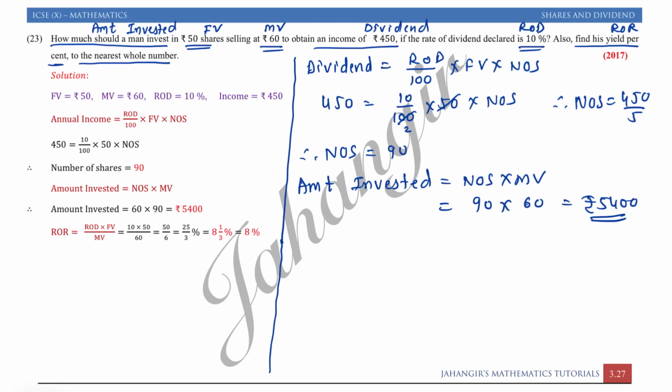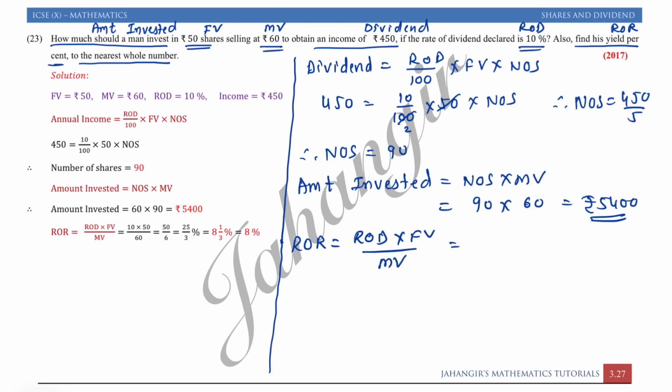Yield percent means how much your money is growing. Yield means obviously growth. बराबर, yield is growth. तो growth of what? Growth of your money. So growth of money is rate of return. So rate of return is equal to rate of dividend into face value upon market value.